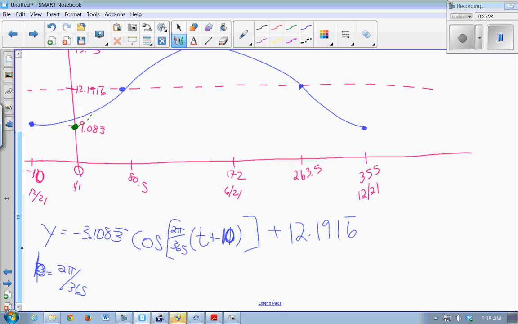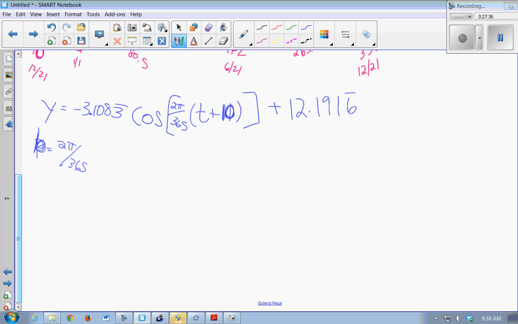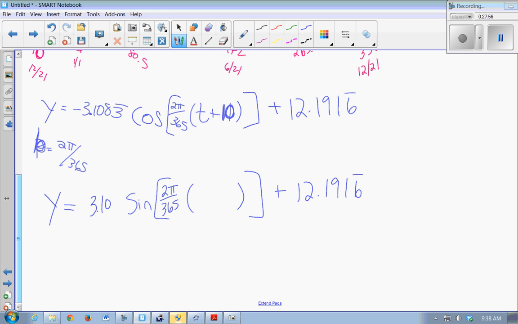All right, so does that make sense how we came up with the cosine function? All right, so let's do the sine function now. So I'll just put in the bones of a sine function. It's got the same midline. It's got the same period, so it's going to have 2 pi over 365. It's got the same amplitude, 3.1083 repeating. Now I just have to figure out the horizontal shift and whether or not I need a negative in front.